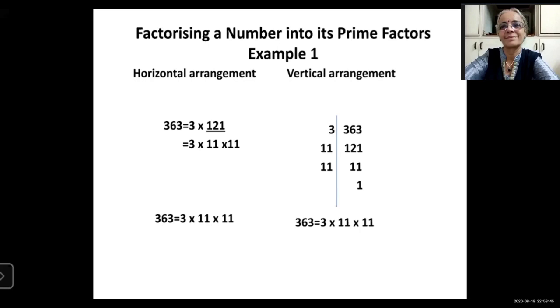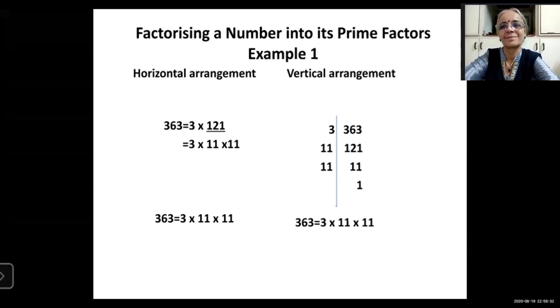In vertical arrangement, we write this way: 363 divided by 3, and whatever answer we get, we write under the number, that is 121. It is divided by 11. So 11 is written, and 11 is also divided by itself, giving 1. So in the vertical pattern arrangement, we continue till we get 1 at last. And the answer is the same as in horizontal arrangement: 363 equals 3 into 11 into 11.